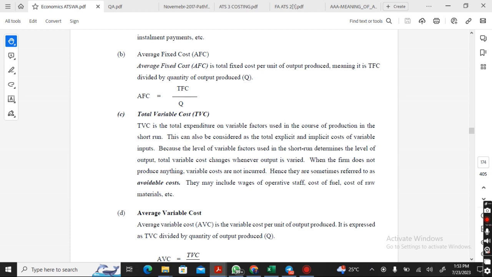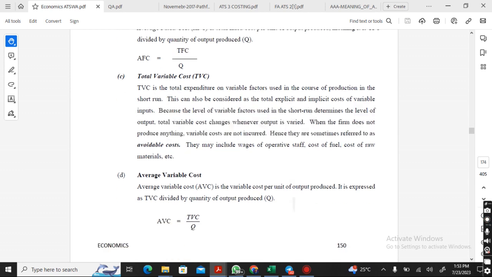So no output, a machine operator has nothing to get, because your salary is paid based on what you produce. Like if you produce 2,000 units, you get 5,000 naira. But now you don't produce anything. That means they can avoid your salary, cost of fuel and cost of raw material like that.